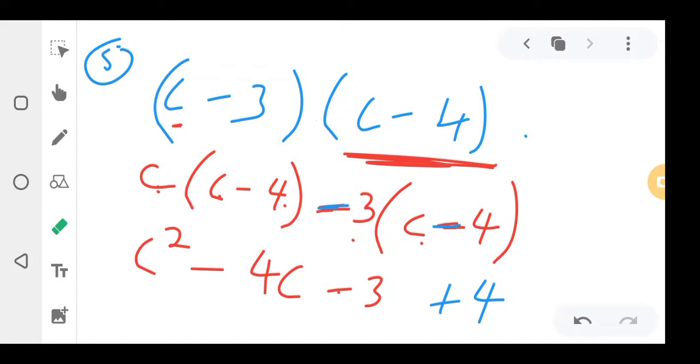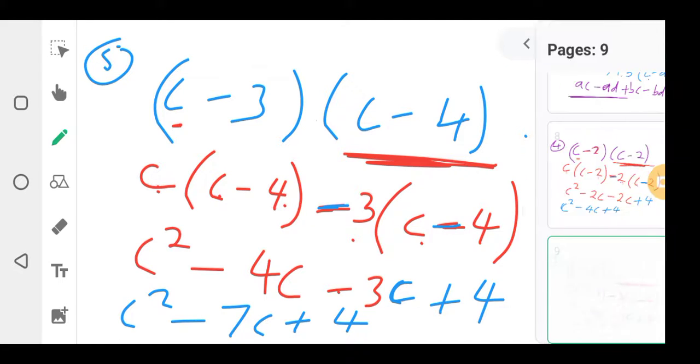This is C, not X. 3C, like that. So C squared, 4C minus 3C, it's minus 7C, plus 4. 4C minus 3C is negative 7C. Okay. And then now, do the exercise.